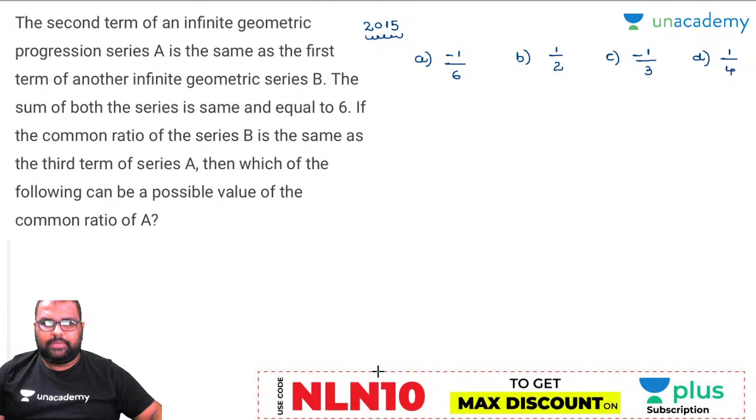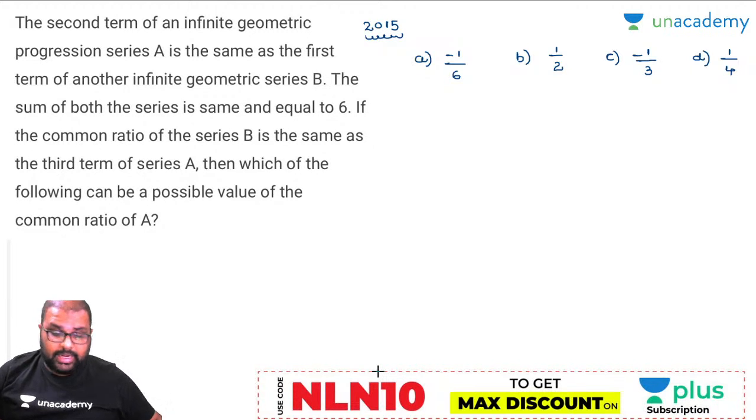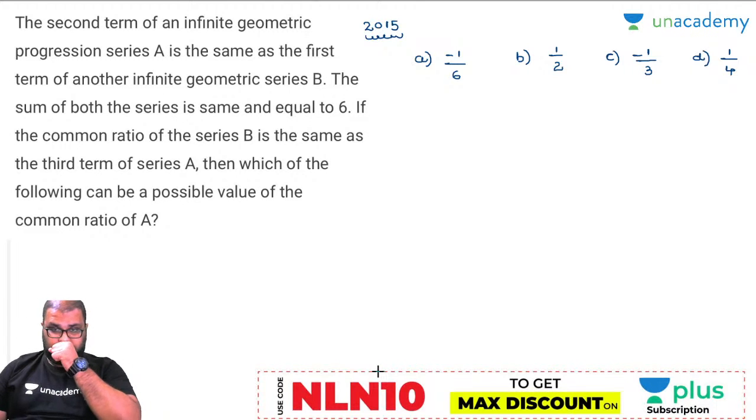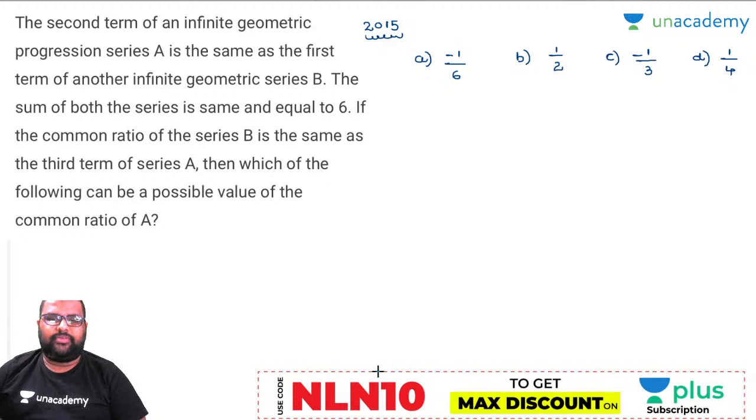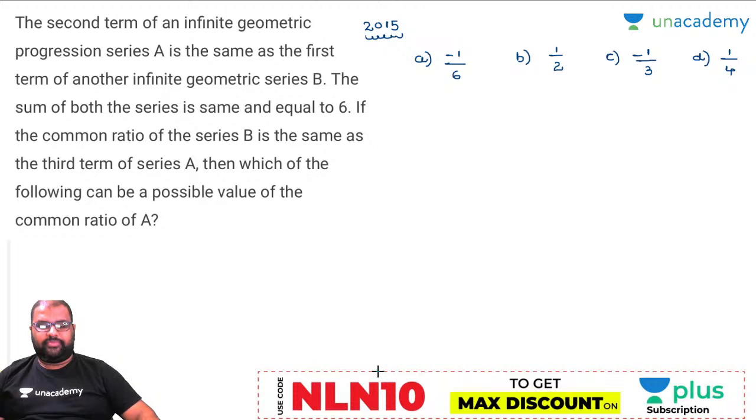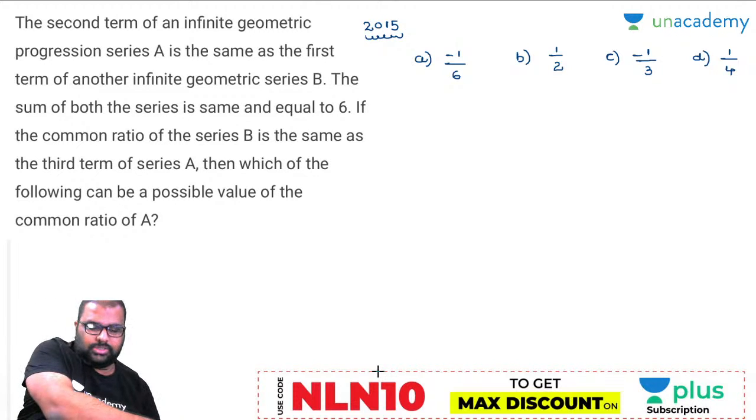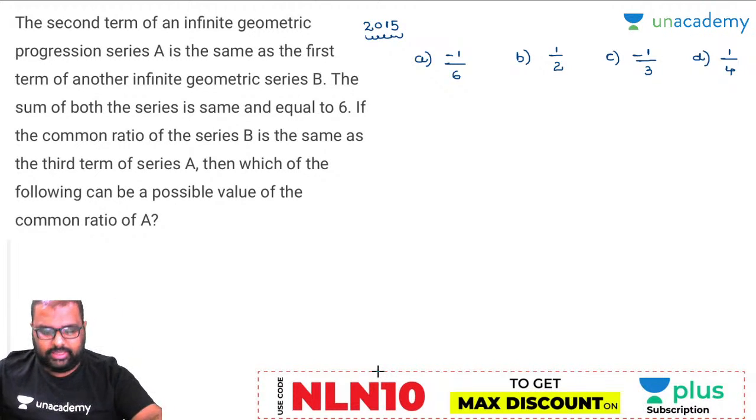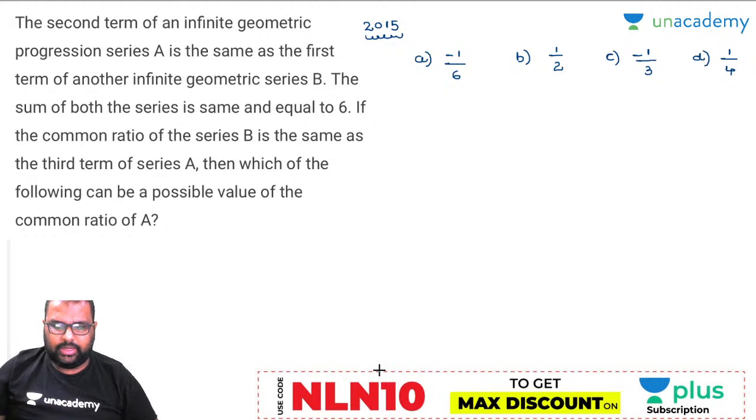The second term of an infinite geometric progression series A is the same as the first term of another infinite geometric series B. The sum of both the series is the same and is equal to 6. If the common ratio of the series B is the same as the third term of the series A, then which of the following can be a possible value of the common ratio of A? So it's a tongue twister, right? You have to write down each and every point separately, then you can get better clarity.